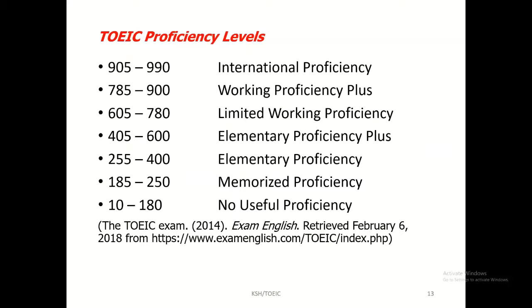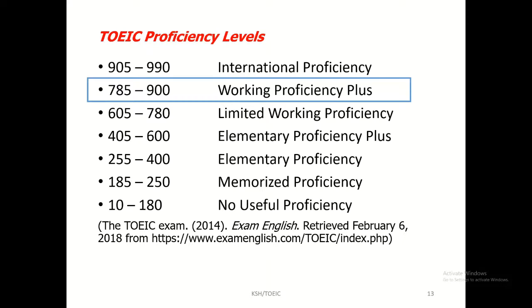Here is a more easy-to-understand example, which is the proficiency levels predicted by the TOEIC test. For example, if a student scores between 785 and 900, the student is expected, or predicted, to be able to use English proficiently within the workplace where people use English for business communication. If the student can do it, this test has predictive validity.